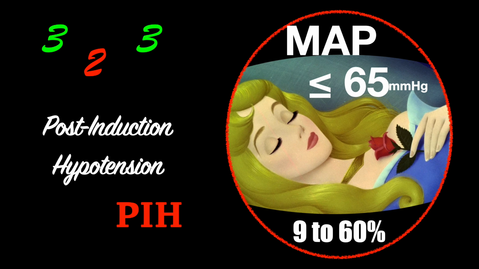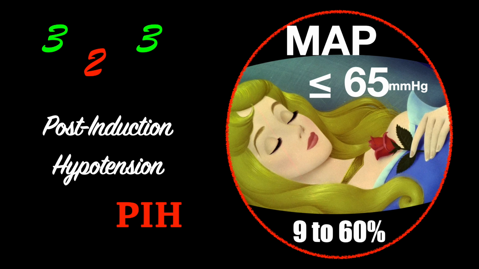The prevalence of PIH varies significantly between different studies, with no unified criteria of its level. PIH is reported to be from 9 to 60%. For the time being, let us stick to a MAP of 65. However, you are free to choose what is appropriate for your case.